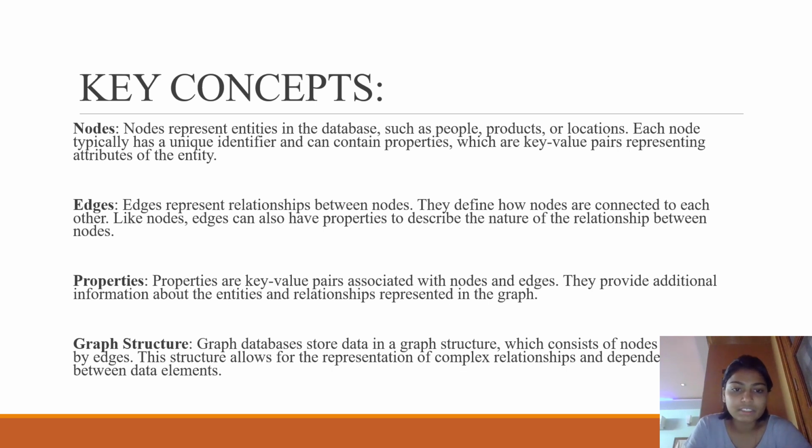Properties are key value pairs associated with nodes and edges. They provide additional information about the entities and relationships presented in the graph. Graph databases store data in a graph structure which consists of nodes and edges. Nodes are connected by the edges. This structure allows for the representation of complex relationships and interdependency between the data elements.